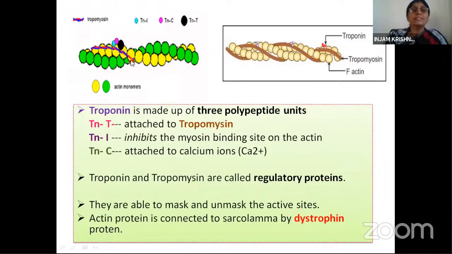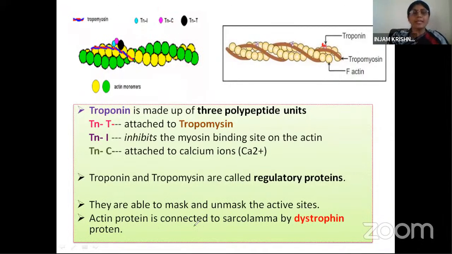Troponin and tropomyosin, they are able to mask the active sites of the actin filaments, and they unmask the active sites of the actin filaments. Yes, you can understand later, but they are the regulatory proteins. They are able to mask and unmask the active sites.